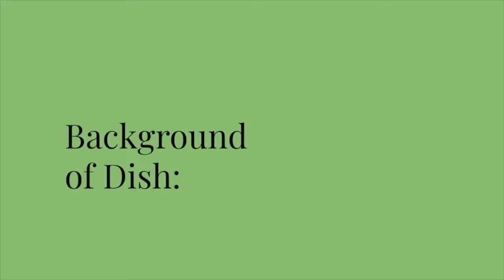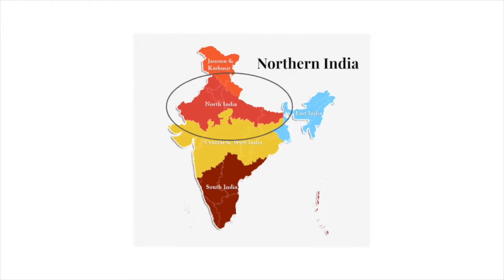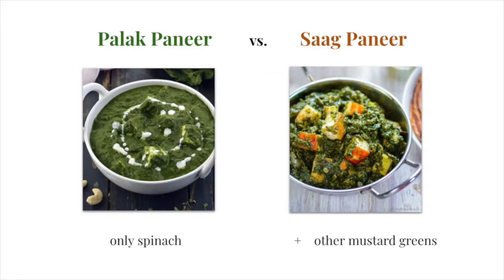Before getting into how to cook the dish, let's first learn about the background. Take a look at this map of India. Palak Paneer originates from the northern Indian region. In most restaurants, like those in the US and Canada, two terms are used interchangeably, Palak Paneer and Saag Paneer. However, the terms are actually quite different.